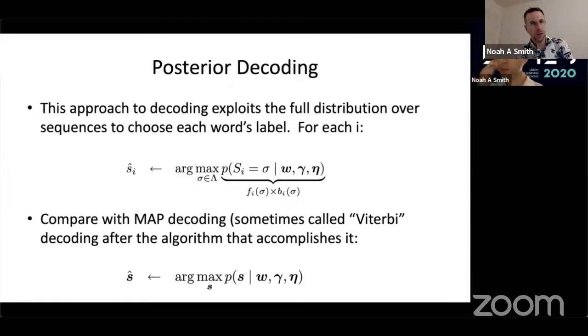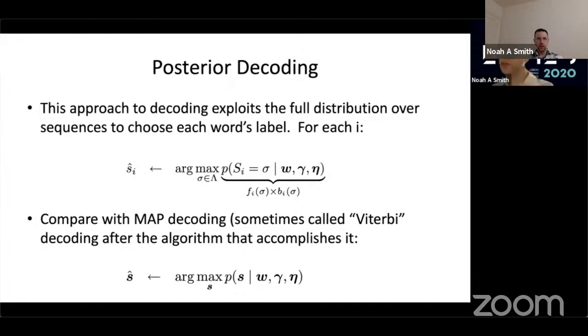When we compare this with Viterbi decoding, or actually its technical name should be maximum a posteriori decoding, because it's choosing the most probable state sequence collectively overall. All the words are getting jointly labeled to maximize the total probability of that one path through the HMM. Sometimes we slip and call it Viterbi decoding because that's the algorithm that we use to accomplish it.